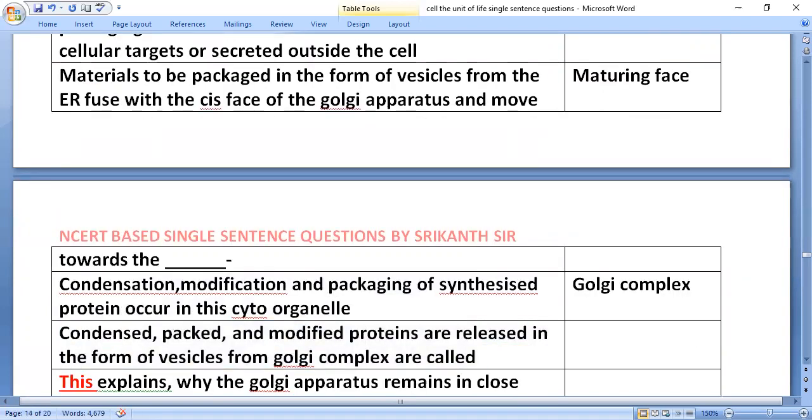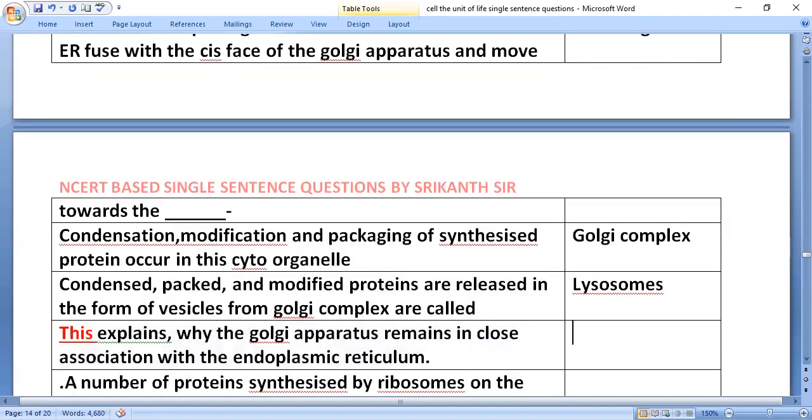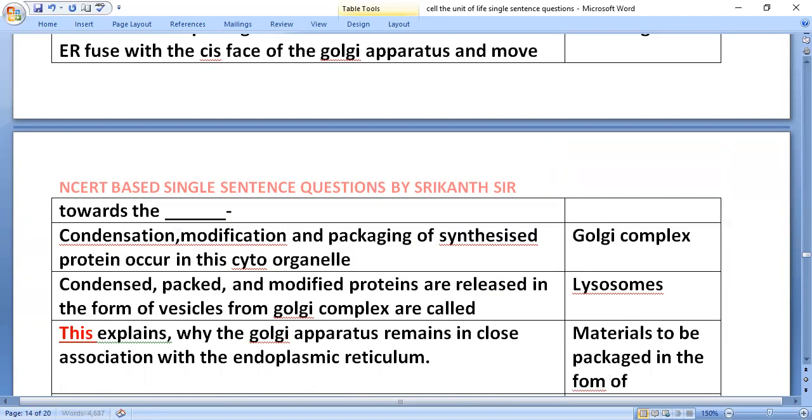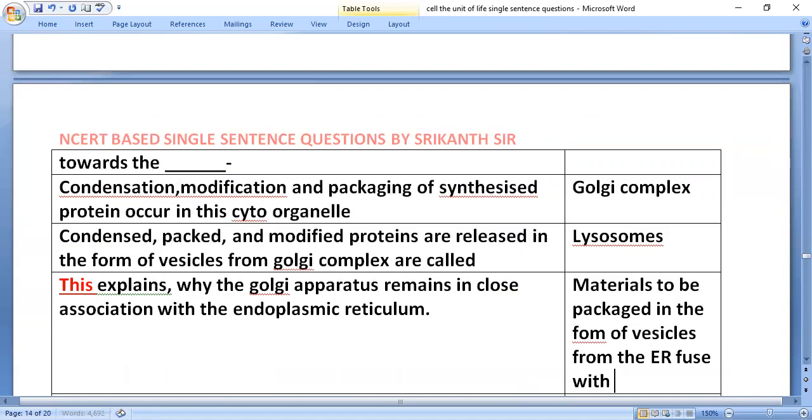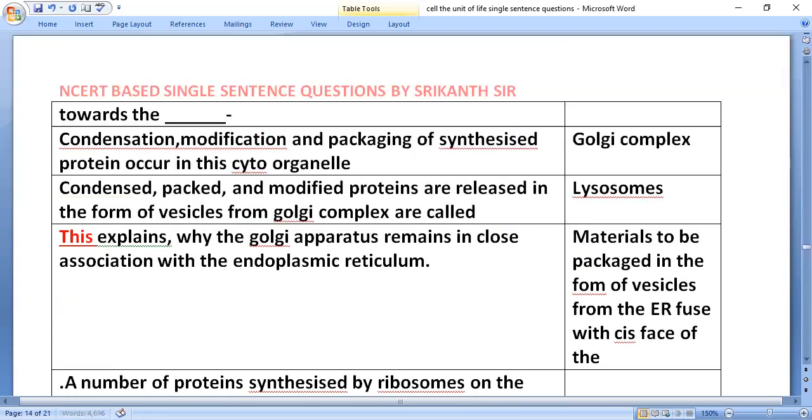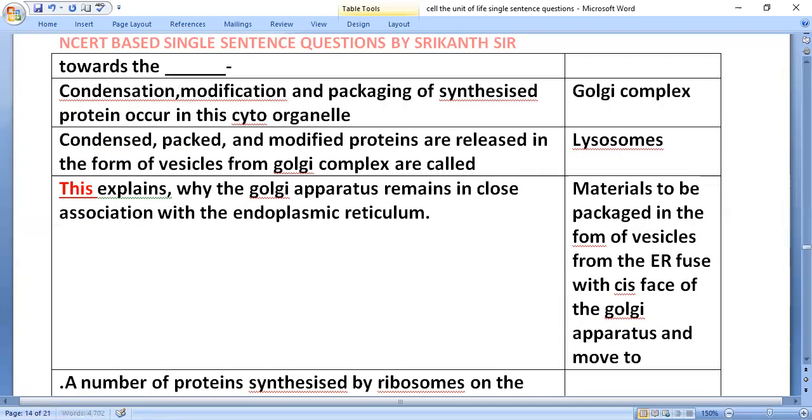Condensed, packed, modified proteins are released in the form of vesicles from the Golgi complex, called lysosomes. This explains why the Golgi apparatus remains in close association with the endoplasmic reticulum. Materials to be packaged in the form of vesicles from the ER fuse with the cis phase of the Golgi apparatus and move towards the maturing phase.